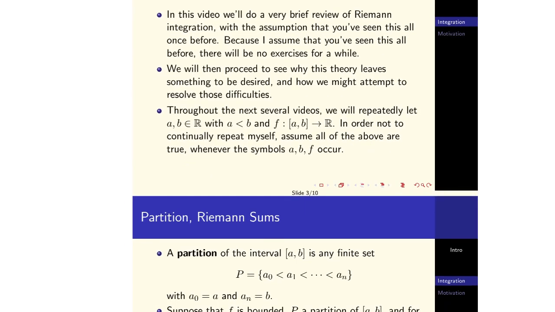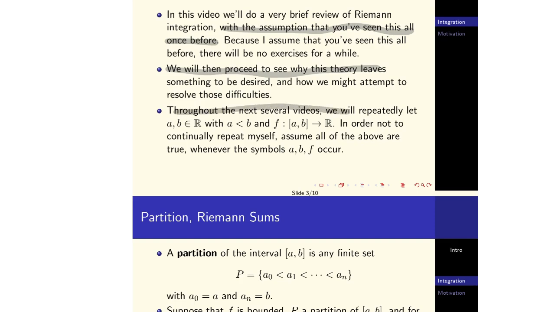So, in this video, we will do a very, very quick review of Riemann integration with the assumption that you've seen all this stuff once before. Because I'm assuming that you've seen all this before, I will not go over exercises when discussing this kind of stuff, for the sake of speed. We will then, after reviewing Riemann integration, proceed to see why this theory of Riemann integration leaves something to be desired and how we might resolve any of the difficulties.